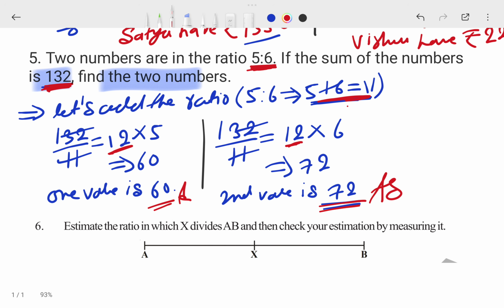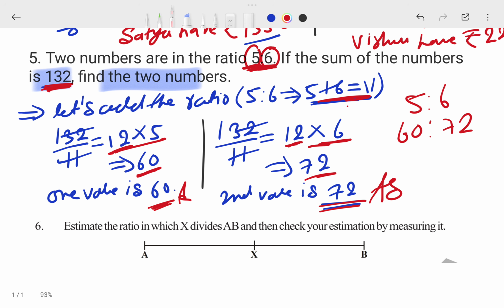After that, take one ratio. I take 1 ratio, 5. After that I multiply, we get 6. One value we get. 5 ratio is there now, we get the value of 5. After that, this other ratio is there, so multiply here, we get the other value also. So the ratio of 5 is to 6, we get the value 60 is to 72.